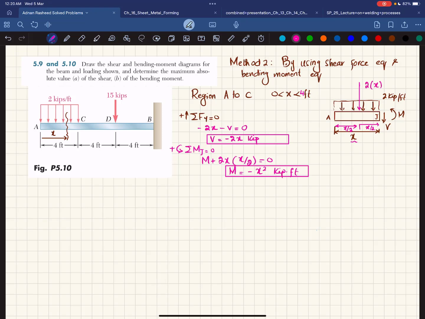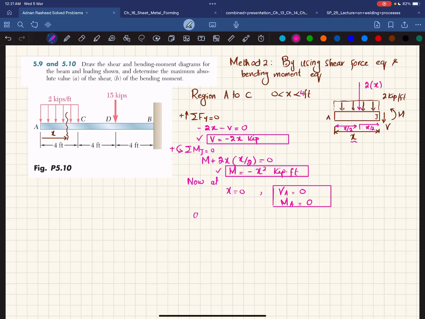Now at x equal to 0, put it in this shear force equation. You will get VA equal to 0. And if you put it in this moment equation, moment MA will also be equal to 0. So this is the value of shear force and bending moment at point A.